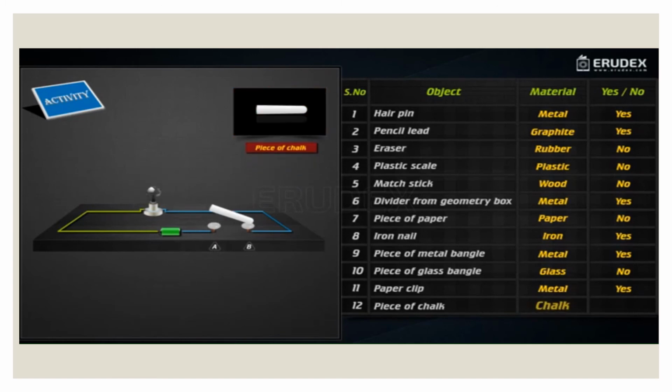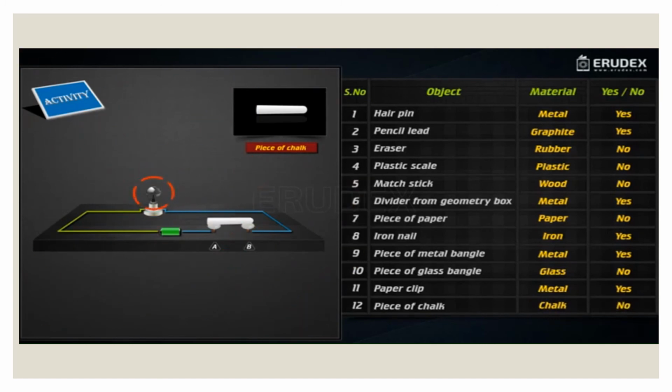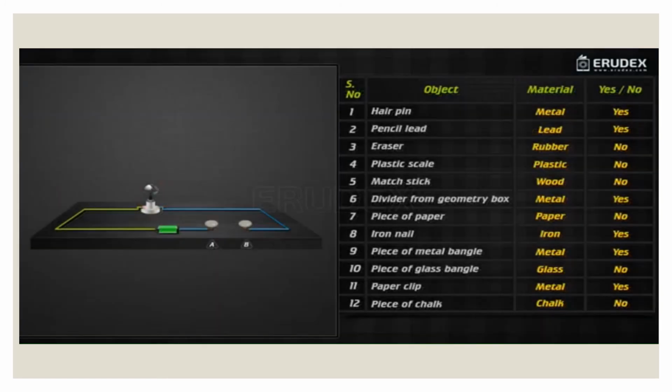Now piece of chalk you can take. See the piece of chalk. The bulb is not glowing, so it is an insulator. So the ones which are yes are all conductors, and the ones which are no, where the bulb did not glow, are all insulators. So we have tested all these objects.